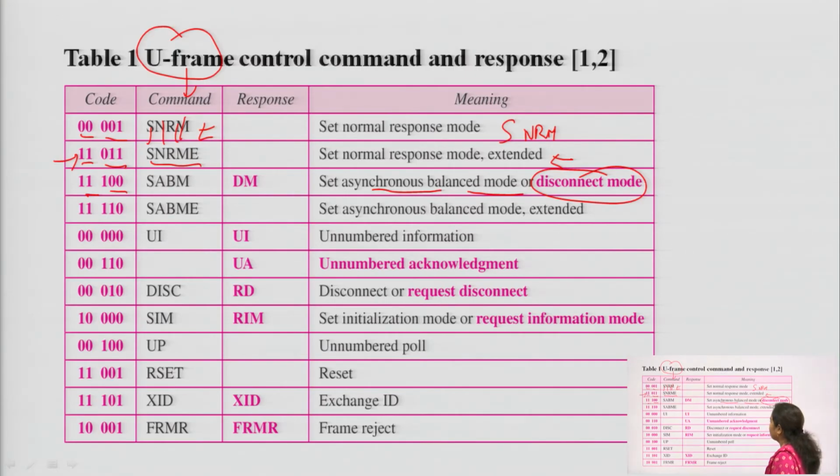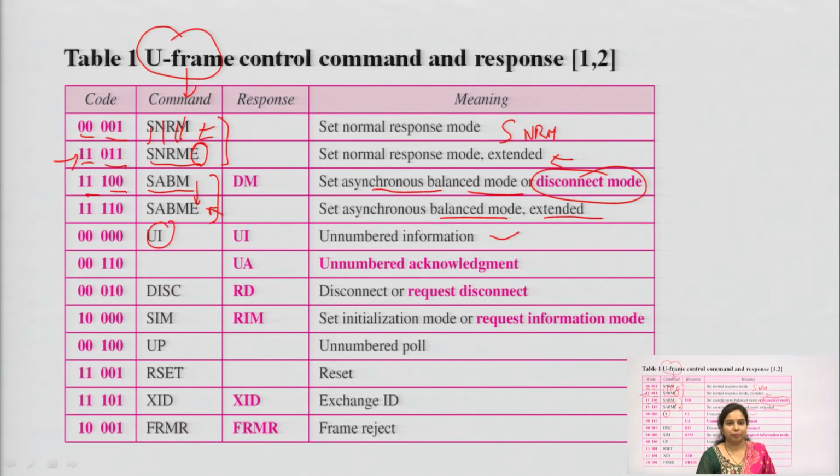Next is set asynchronous balanced mode or disconnect mode. If I want to use the second type of mode, that is the asynchronous balanced mode, then we have to use set asynchronous balanced mode, and also the disconnected mode. It is also known as disconnected mode. Next is set asynchronous balanced mode, extended version. We have added an E over here, and you can differentiate these two by this E also. Next is unnumbered information.